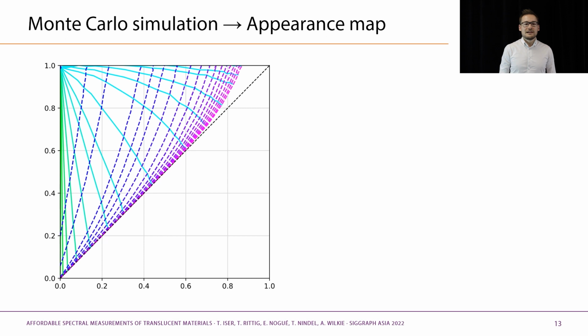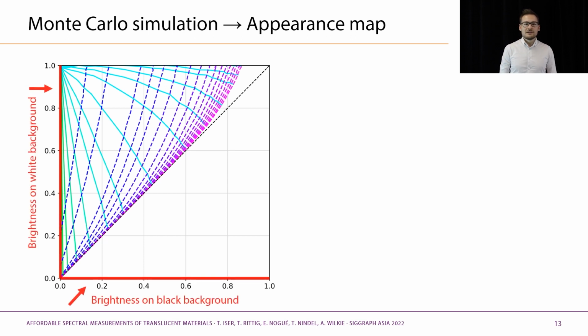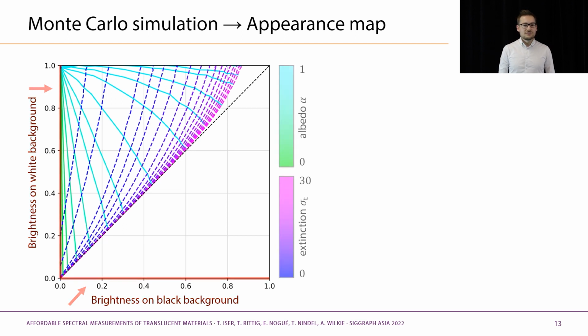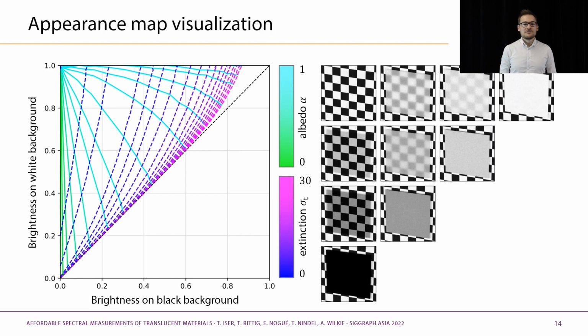a two-dimensional diagram which we call the appearance map. The horizontal and vertical axes show the brightness on the black and white backgrounds, respectively. The contours, green to cyan and blue to purple, connect materials with the same albedo and extinction, respectively. On the right, you can see how different positions on the map correspond to different appearances.